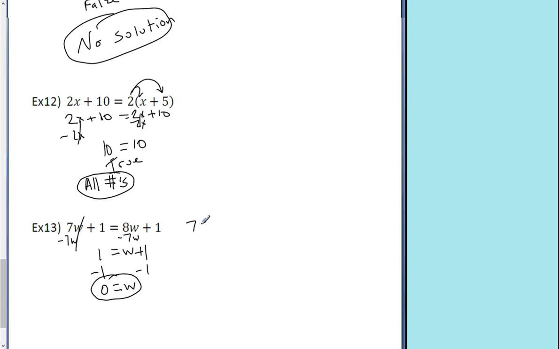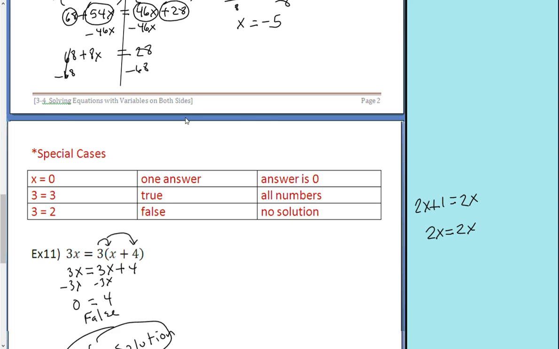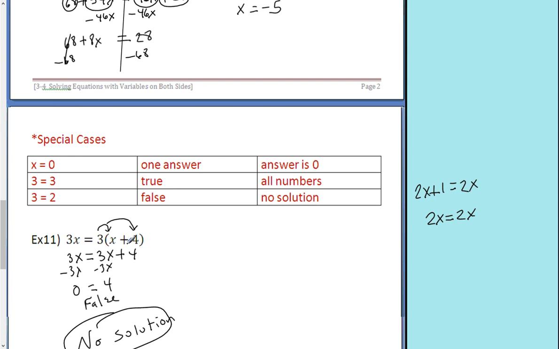And you can test it real quick. 7 times 0 plus 1 should equal 8 times 0 plus 1. Well, 7 times 0 plus 1 is 1. 8 times 0 plus 1 is 1. See, it works. The answer is w equals 0. And there you have it, 13 examples of how to solve multi-step equations, including special cases.